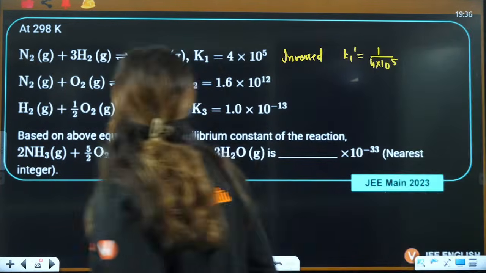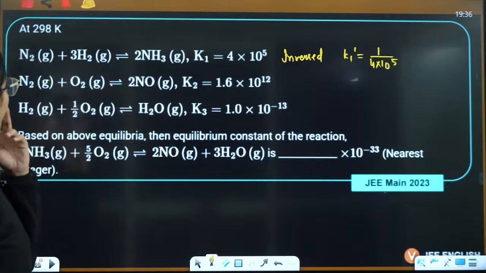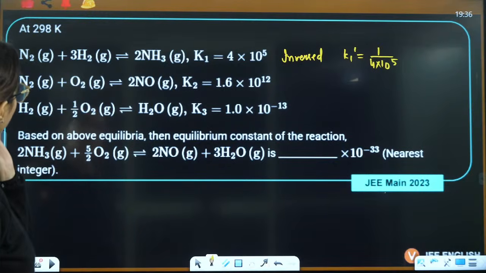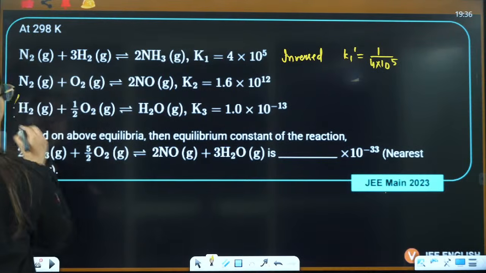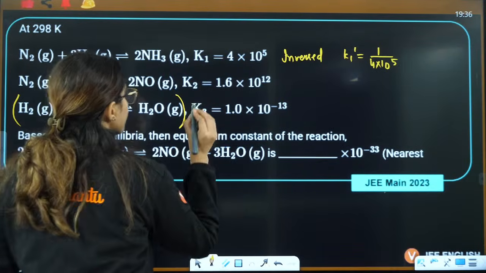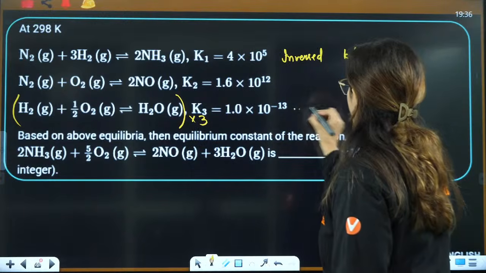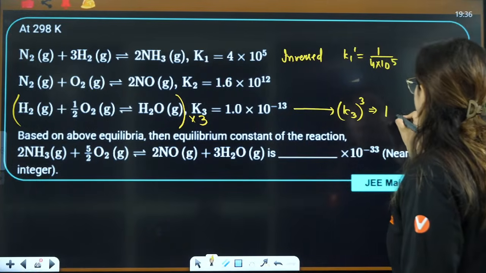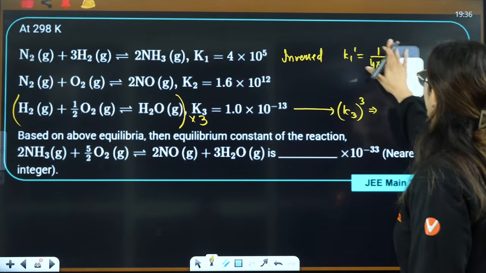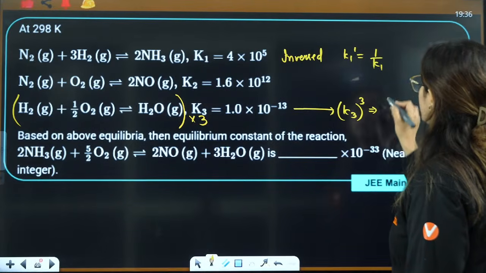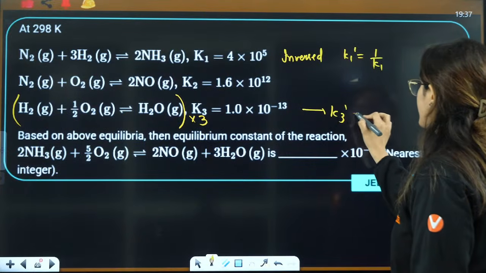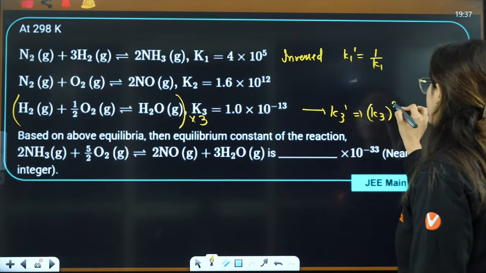Then this 5 by 2, okay, 2NO you have here, that will not be inversed. 2NO is not anywhere else. And then you have 3H2O, that means this will be multiplied by 3. Multiplied by 3 means it will be K3 raised to power 3, that is 1 into 10 raised to power minus 3. Here also you can write 1 by K1. Here also you can write that K3 dash will be K3 raised to power 3.